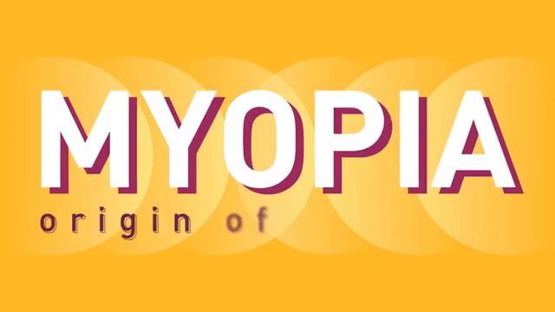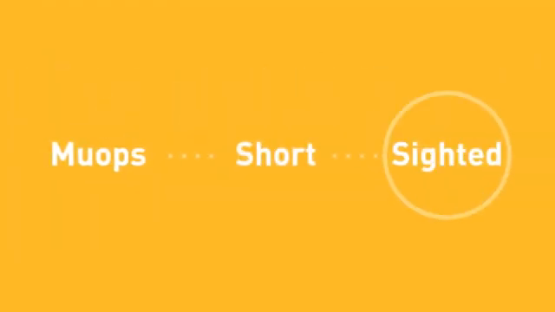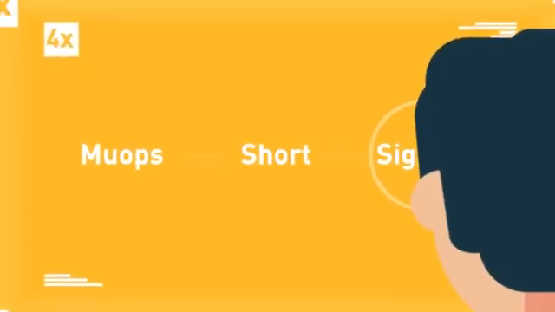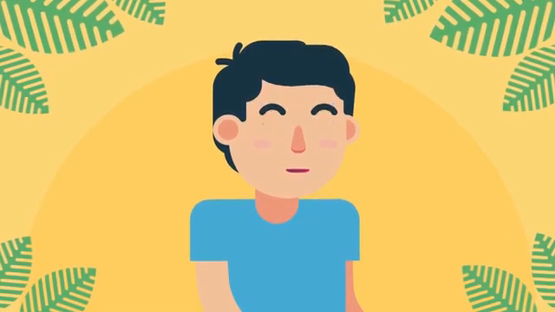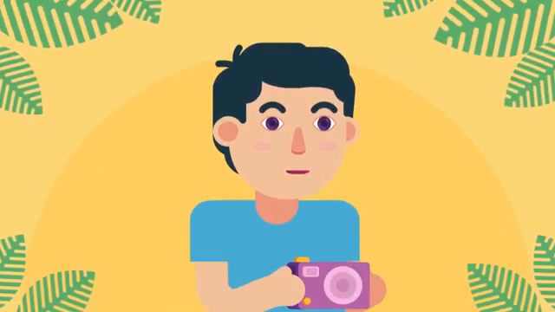Myopia. Origin of the word. It comes from the Greek word myops, meaning short-sighted. These people cannot see distant objects clearly. Anatomy. Before we describe myopia, let's compare the eyeball to a camera for better understanding.